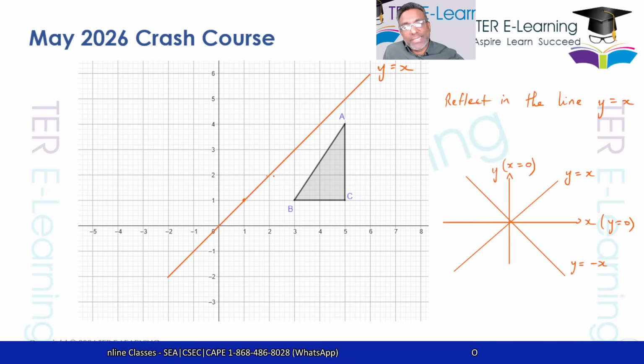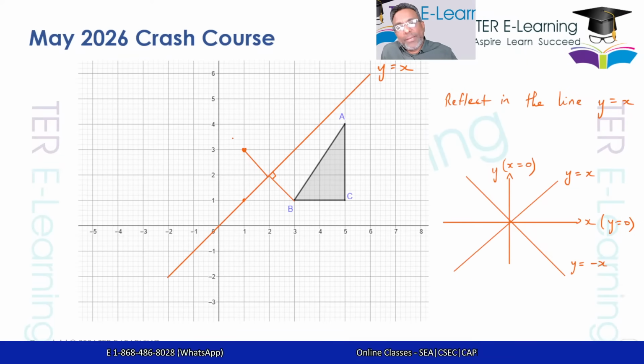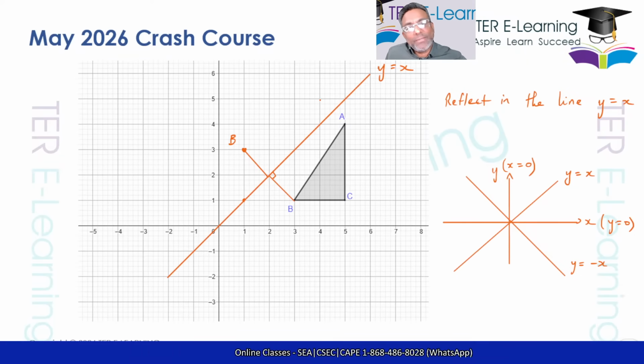First of all, let's reflect the point B. When you're reflecting in your mirror line, you see this line that I draw between the mirror line and B? That line has to be a right angle. If I continue with that line here, B is going to end up here. This is your B prime. We're going to do the same thing with A. If I reflect the point A, A is going to end up at this point here. So this is going to be A prime.